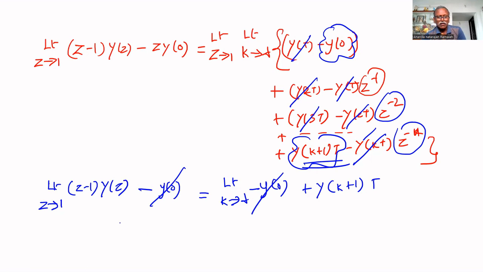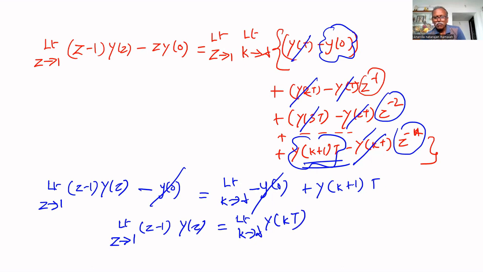Therefore, we got limit z tends to 1, z minus 1, y of z equal to limit k tends to infinity y of kt. As k becomes infinity, this plus 1 becomes immaterial. That's why we can write y of kt, or simply we can write y of infinity.